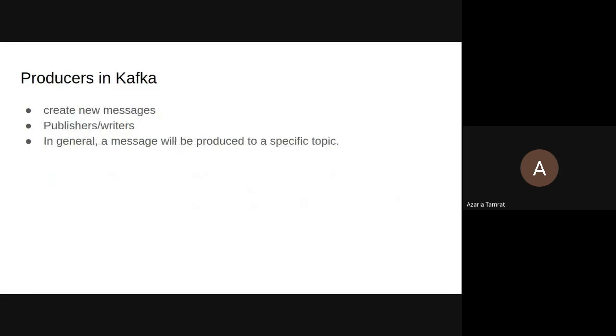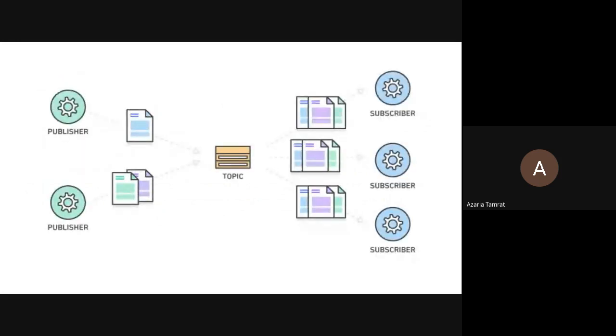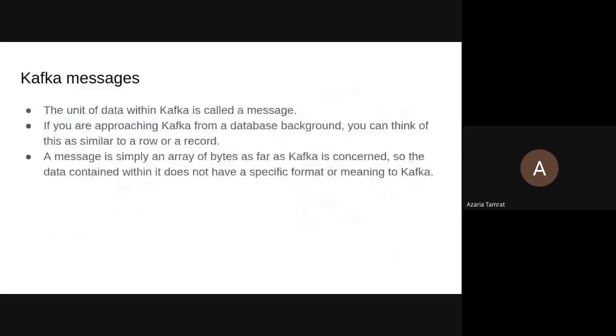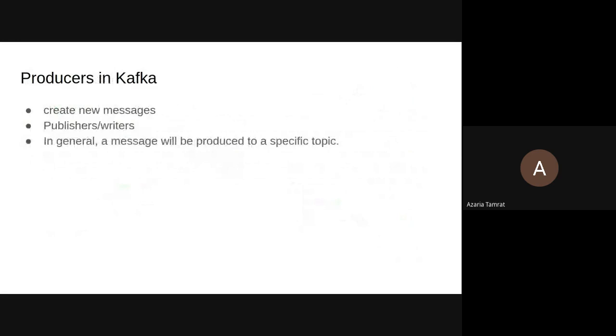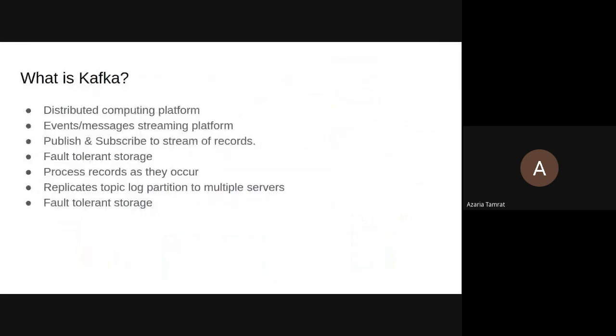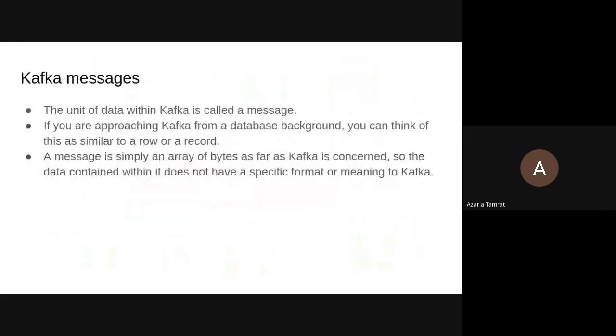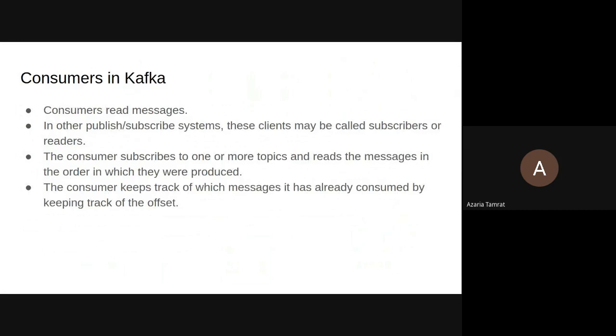Producers in Kafka. If we go back to this graph, the producers are the publishers in this case. What the producers do is create new messages. You can call them publishers or writers, and in general, a message will be produced to a specific topic. And consumers are the subscribers in our case, and would be taking the data and doing something with it. It might be analysis, it might be some transformations. The consumers are the ones that actually take the data off the topic.